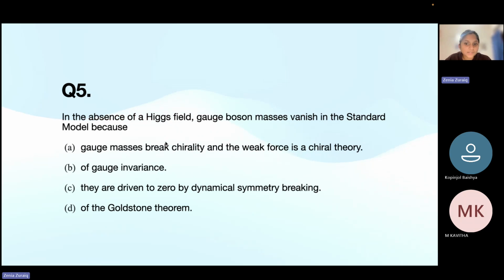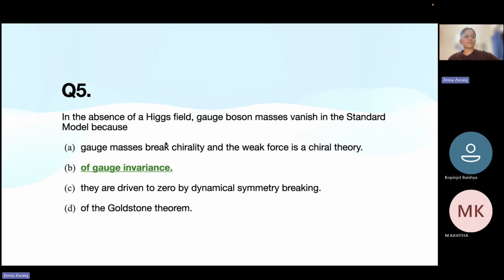Okay, I'll go to the answer. So the answer is that because of gauge invariance. When you have a gauge boson, as I said, it is a consequence of the local symmetry of the theory. It's the force carrier, right? The force does not act on the gauge carriers itself. So this whole chirality thing is not a problem. The weak force anyway doesn't act on the gauge boson.